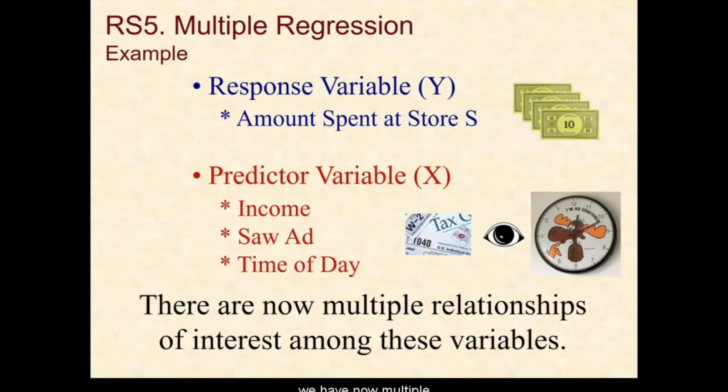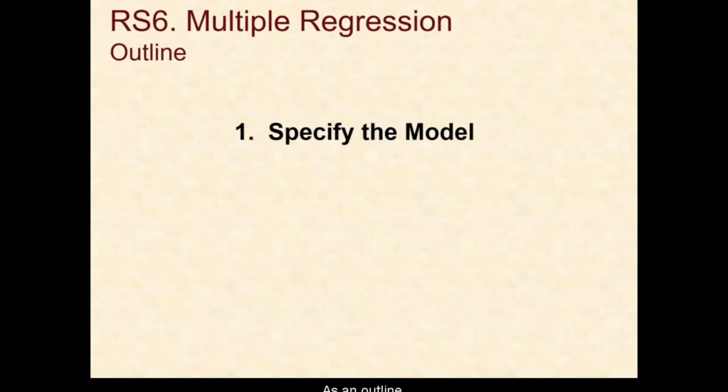With multiple predictors, we now have multiple relationships of interest among these variables. We'll take a look at how we deal with there being multiple relationships when we expand our attention to multiple regression. As an outline, we formulate multiple regression as a series of steps. In this module, we discuss the first step, shown here.